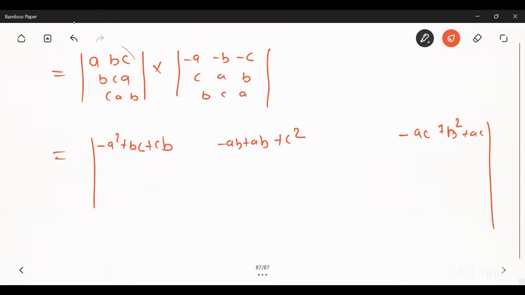Now multiply second row with first column. So minus AB plus C square plus AB. Multiply second row with second column. So minus B square plus AC plus CA. Multiply second row with third column: minus BC plus CB plus A square.